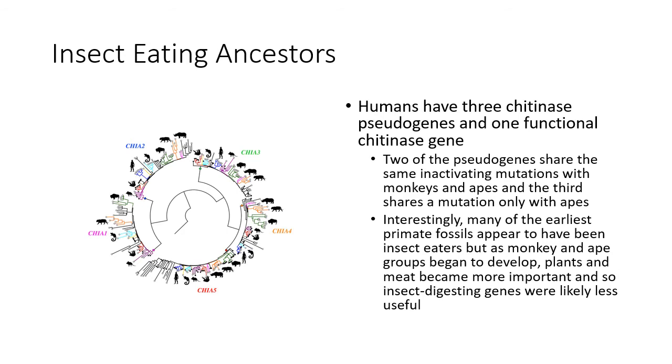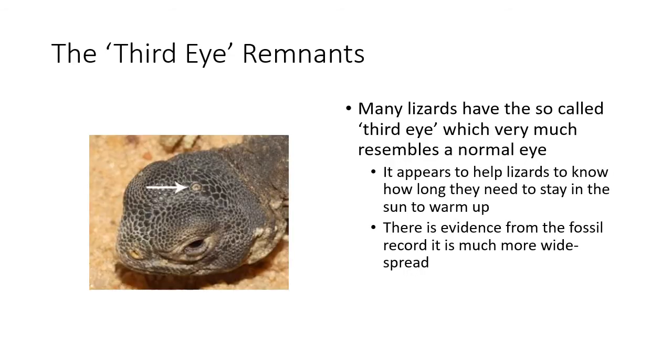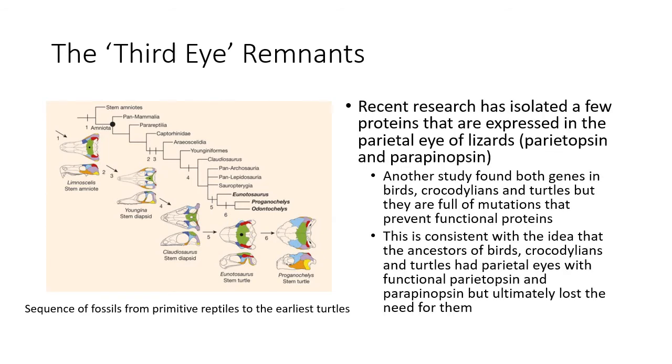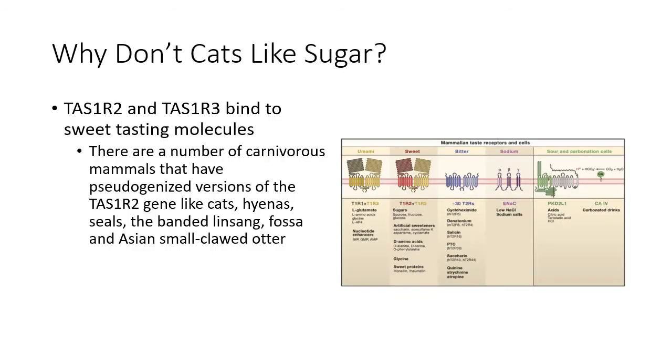And so, interestingly enough as well, many of the earliest primate fossils also appear to have been primarily, or at least had, a higher insect type of diet that you could tell based upon the jaw structure and the teeth as well. But as plants and meat became more prominent in such diets, the insect digesting genes were likely less useful. You also have remnants of third eyes on various lizards. There was already evidence from the fossil record, in particular, a sequence of fossils from primitive reptiles to the earliest turtles. And it just so happens that there was a pseudogene for this.